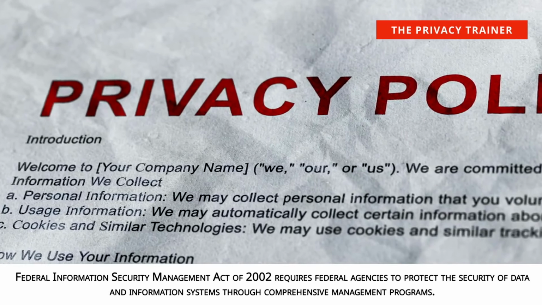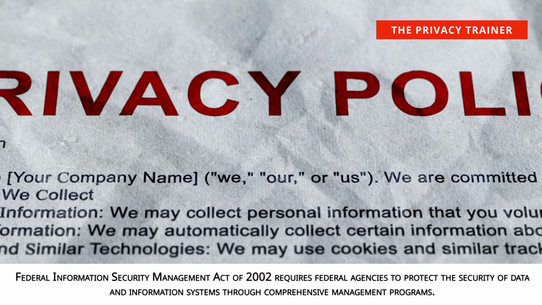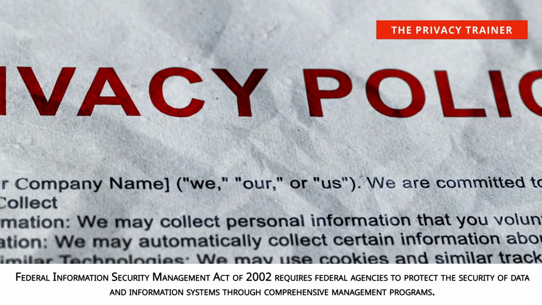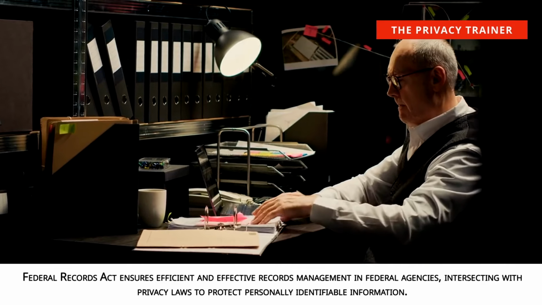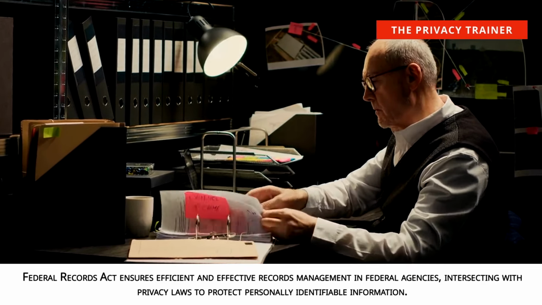Federal Information Security Management Act of 2002 requires federal agencies to protect the security of data and information systems through comprehensive management programs. Federal Records Act ensures efficient and effective records management in federal agencies, intersecting with privacy laws to protect personally identifiable information.